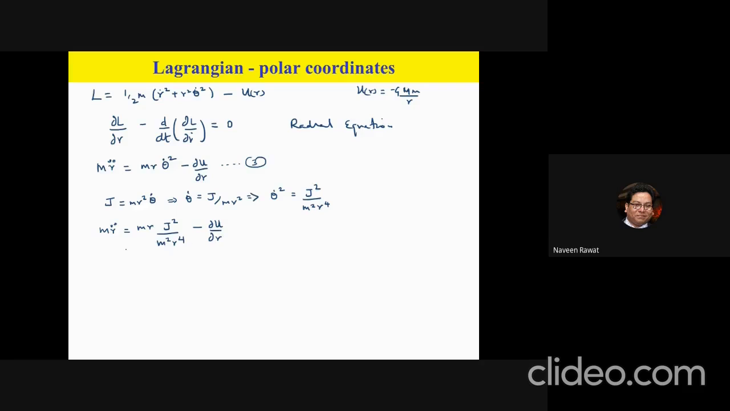Okay, so I have some cancellations here. r will cancel, one m will cancel. So I will get mr double dot equal to j square by mr cube minus du by dr. Okay, so that is what I'm getting. It is a little bit different expression from what I'm used to. Okay, so take note of what you're getting here.